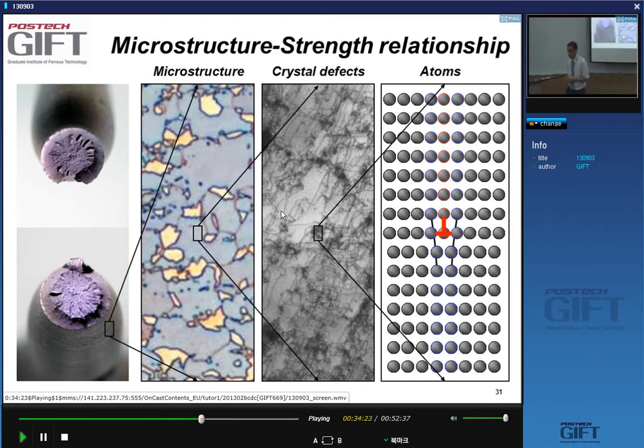And in steels, dislocation formation, dislocation mobility, and dislocation multiplication will be key processes to describe the plasticity of steel and the strength also of steels.